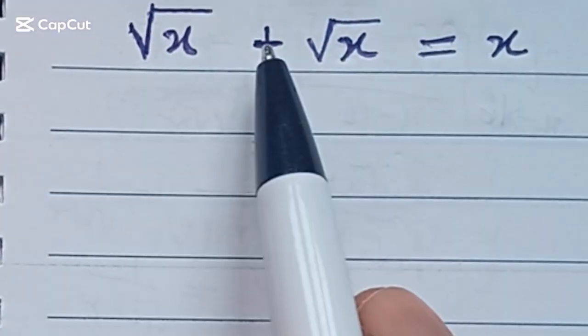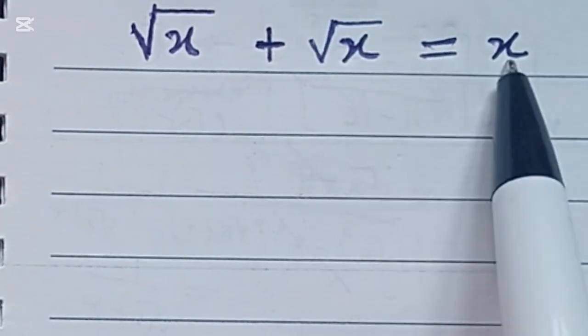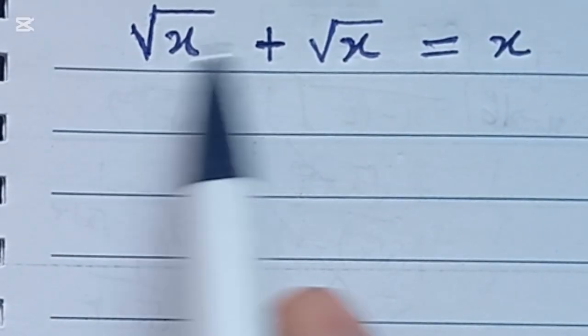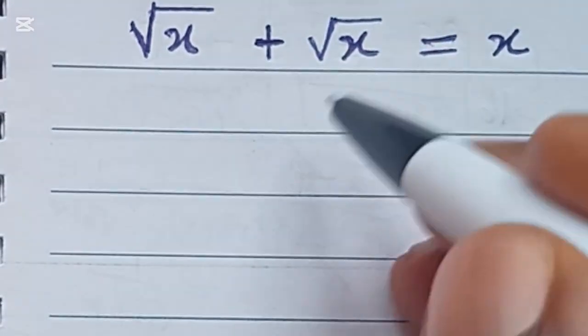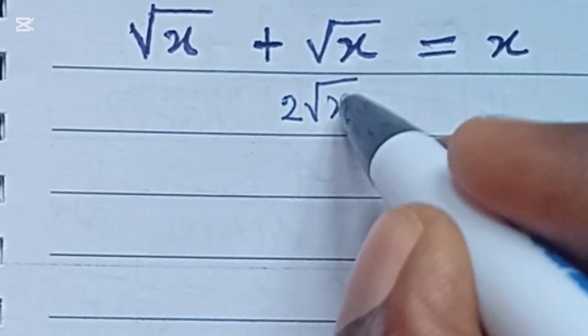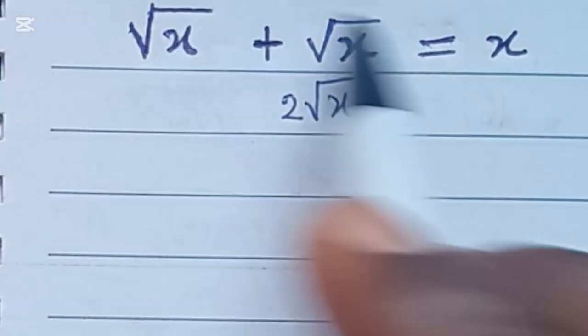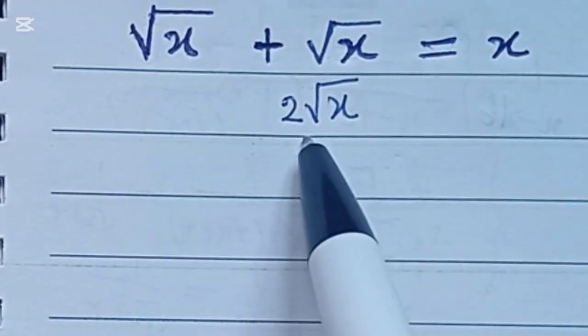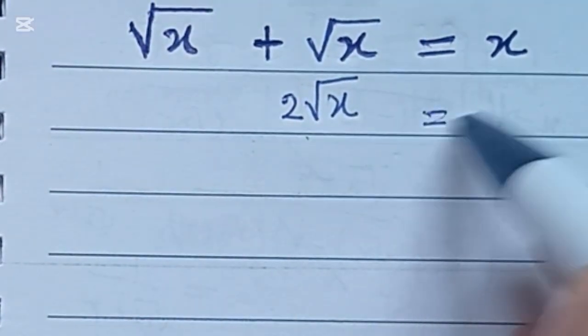The square root of x plus the square root of x is equal to x. So on the left hand side, we can simply add the square root of x plus the square root of x. Since both of them are identical, we get 2 root x. It's the same way 1 plus 1 is equal to 2 and 2 plus 2 is equal to 4. So the square root of x plus square root of x is equal to 2 root x, which is equal to x.